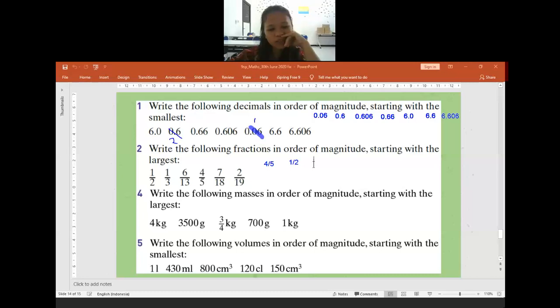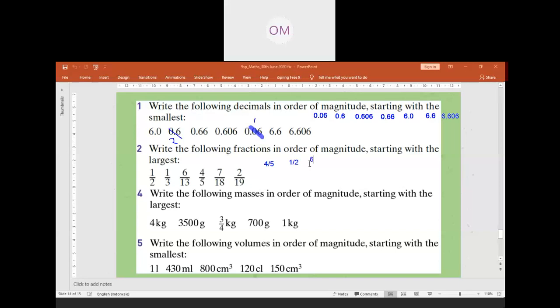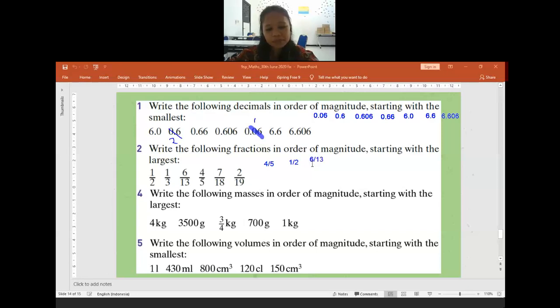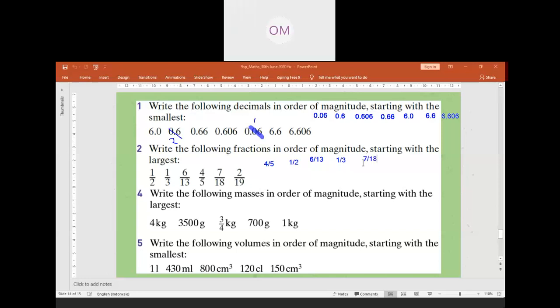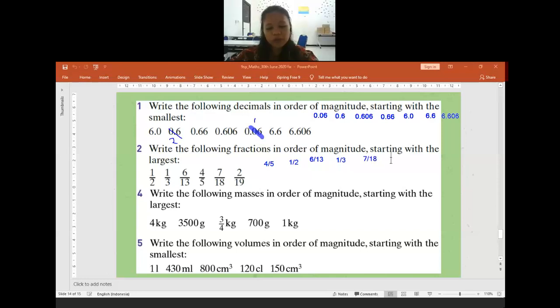Which one do I have to write first? 6/13. Yeah, 6 by 13. Okay, after 6/13, then what number? 1/3. Then 7/18. And then the last is 2/19. Okay, 2/19. Okay, it's already time's up, I think.